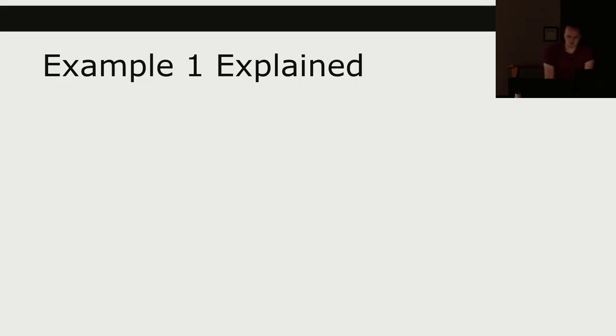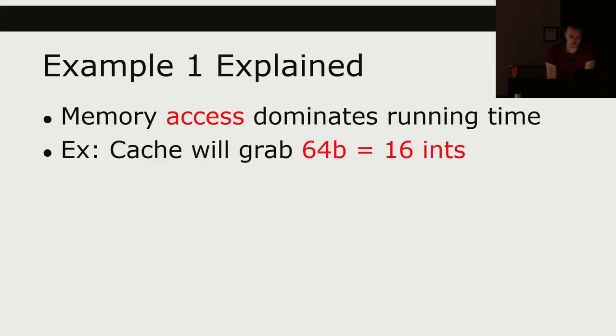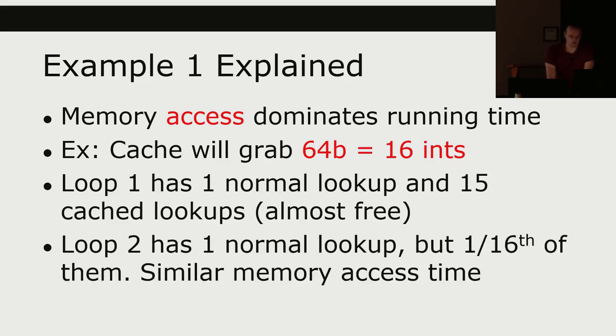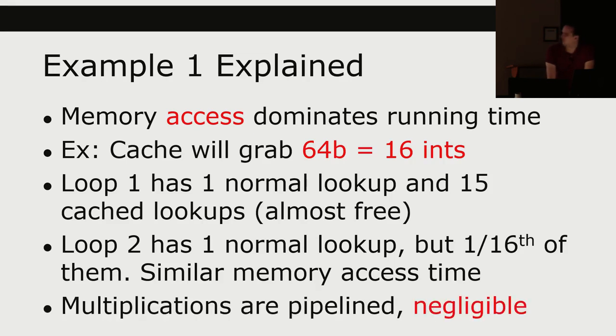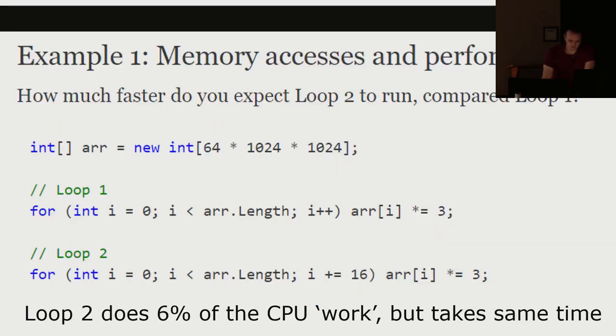Okay. So example number 1 explained, which I just did. Memory access dominates the running time of that program. Each cache will grab 64 bytes, which is 16 integers. Loop 1 has 1 normal lookup and 15 cache lookups. Loop 2 has 1 normal lookup, but 1/16 of them. So similar memory access time. And the multiplications are pipelined, right? They're probably being done in parallel. They're completely negligible, right? Your compiler is probably smart enough to even SIMD some of these things.